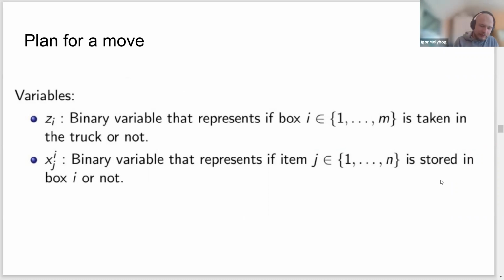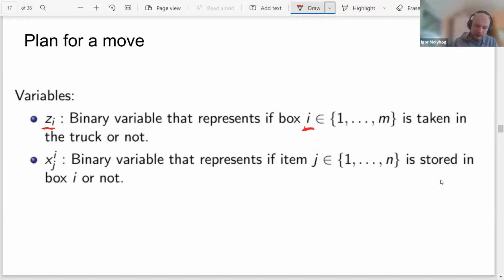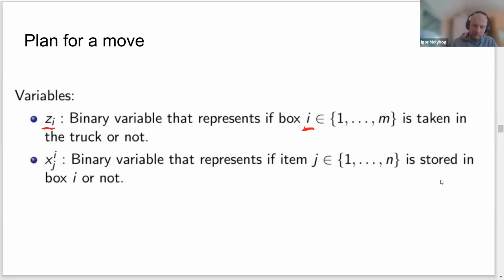The variable z_i for each i, meaning for each box, would be just saying if we are taking a box into the truck or not. So there's an option that, even though we have bought the box, we just ignore it, don't put anything in the box and leave it at home. x_ij would be a variable indicating that we have put item j into box i.